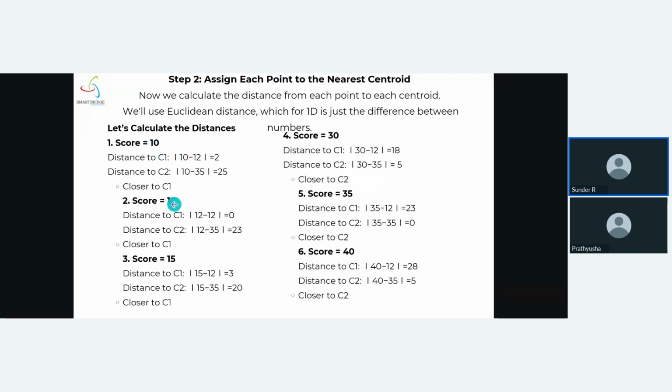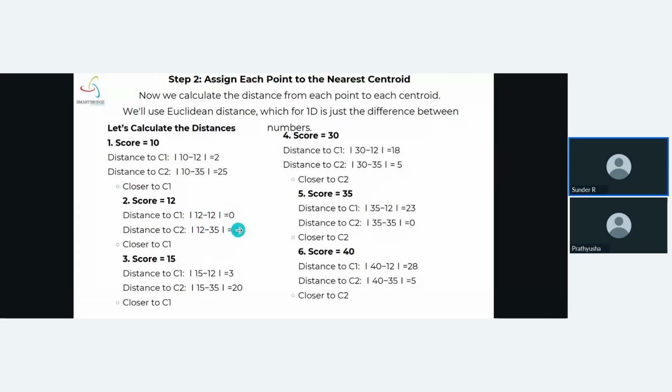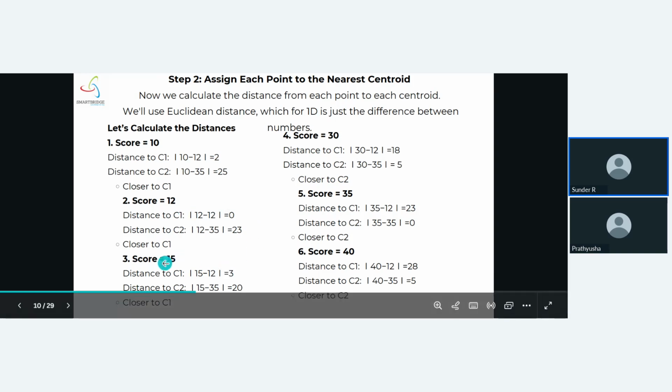Next, we have this 12. So after we have found this distance formula, then we have this 0 and then 23. Since 0 is the lowest value, we are going to have this 12 for this C1 itself. Similarly for 15, since we have this 3 as the minimum value, we are going to look at this cluster. What does this 3 value belong to? That is the 12 value. So it does belong to C1, right?